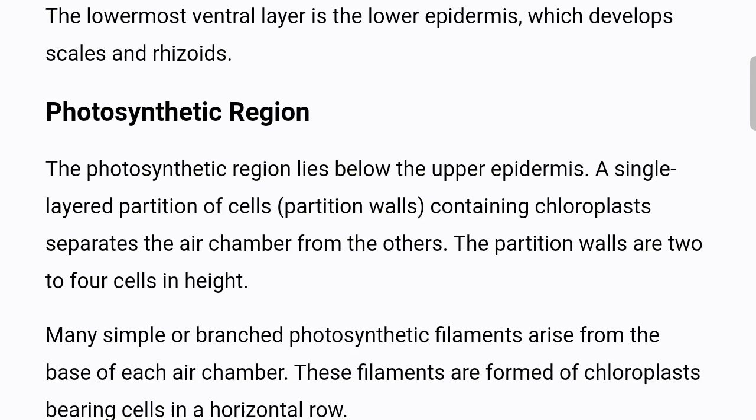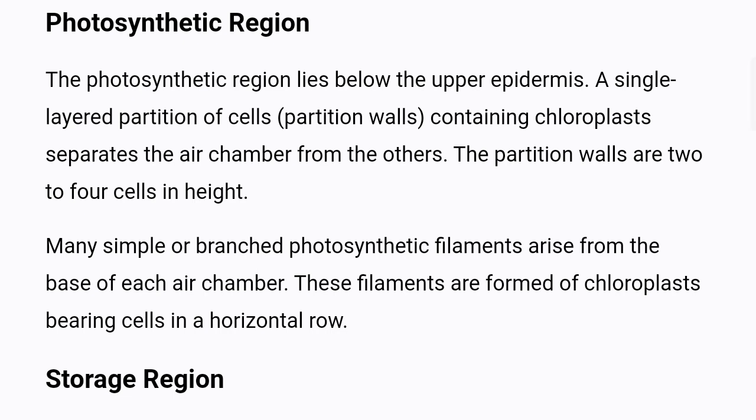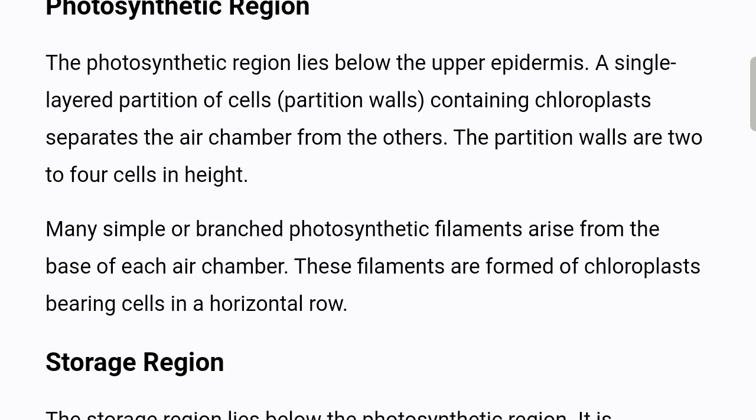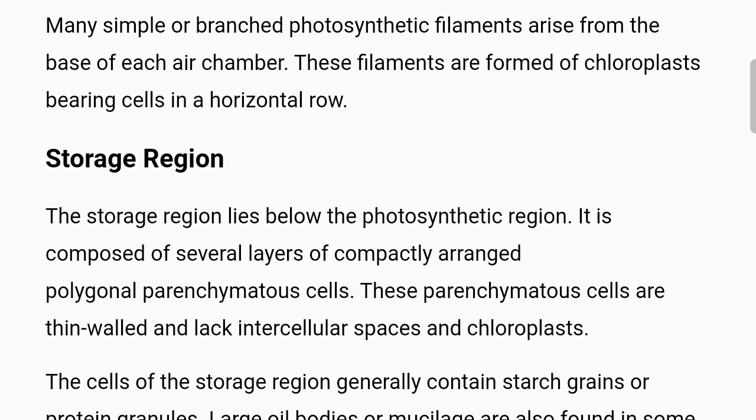Photosynthetic region. The photosynthetic region lies below the upper epidermis. A single-layered partition of cells, that is partition walls containing chloroplasts, separates each air chamber from the others. The partition walls are 2 to 4 cells in height. Many simple or branched photosynthetic filaments arise from the base of each air chamber. These filaments are formed of chloroplast-bearing cells in a horizontal row.